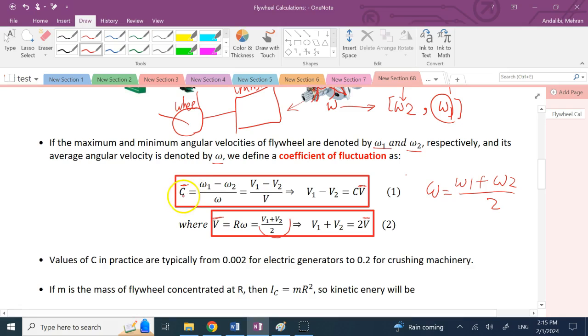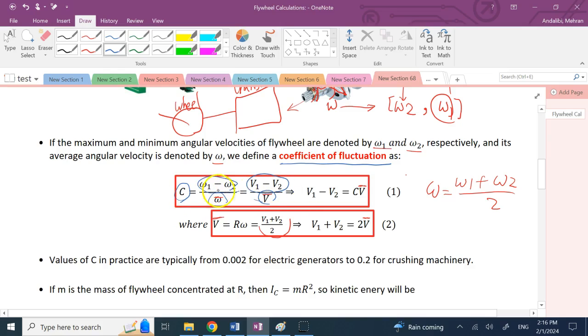So here we define, not that C, sorry. Yeah, this C does not have anything. It's this omega. My bad. We define a coefficient here called coefficient of fluctuation, C. Okay? And this C is defined as max minus min RPM, or max minus min velocity, divided by the average. So it's the range divided by the average. Okay? We call it coefficient of fluctuation.